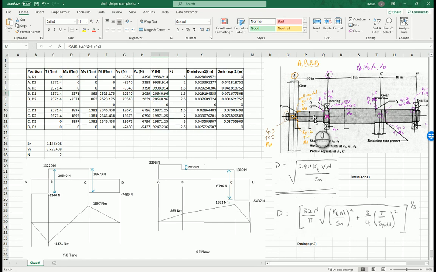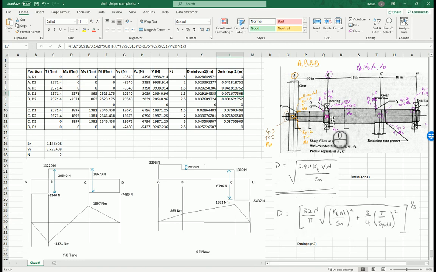Right, we said that it is a well-rounded fillet, so the stress concentration factor was 1.5. So again, we just have equation 1 for completion's sake, but you could see how much larger the effect of equation 2 is when we consider the bending moment and the torque. So that is 71.6 or 71.7 millimeters. Moving on to position 2.